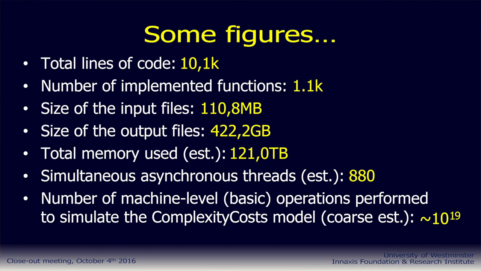Some figures, these are estimators. We have around 10,000 lines of code, around 1K functions, hundreds of megabytes of input, gigabytes of output, terabytes of memory used, and the maximum number of threads is 10 to the 19th, which is in the range of petascale, which is pretty good. It's far from the current maximum, but still hard enough.